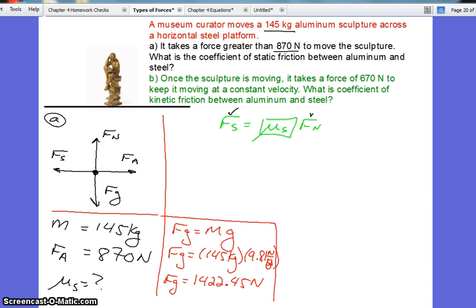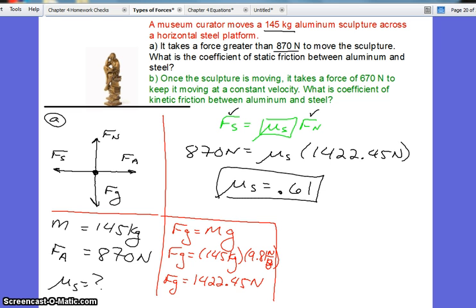So now we know those two forces, and we can come back here and solve for our unknown. Static friction is 870, and the normal force is 1,422.45. Now when we write it into this equation, we are using just the magnitude, the absolute value, for this equation. So never put positives or negatives into that equation, just absolute value. We get our coefficient of static friction comes out to be 0.61. We'll need another tutorial here on finding the coefficient of kinetic friction, and we should find something less.